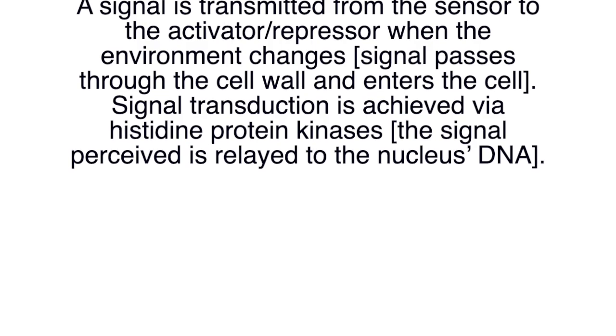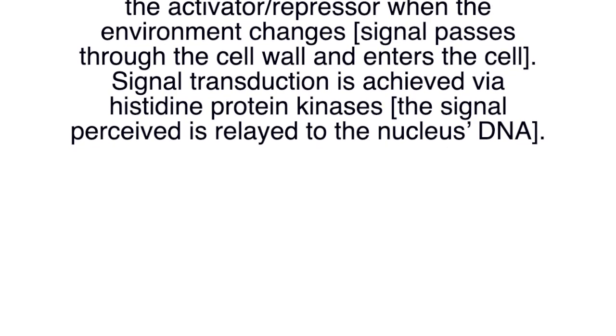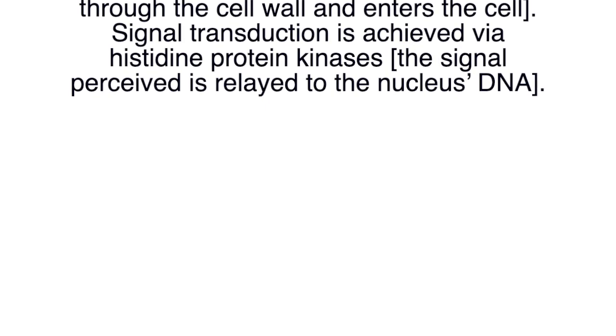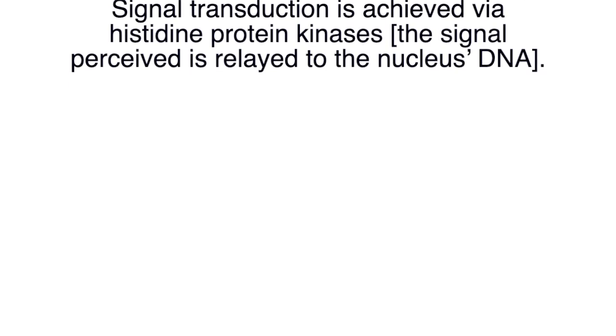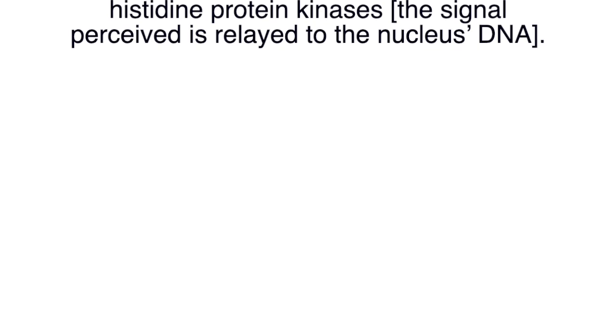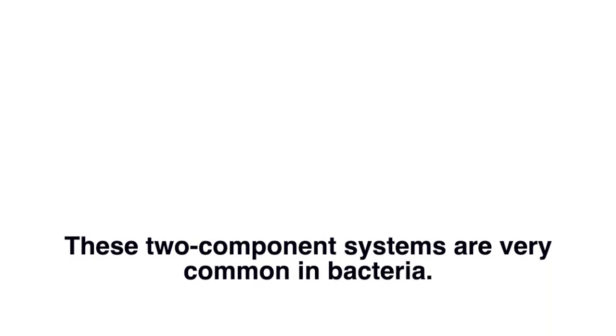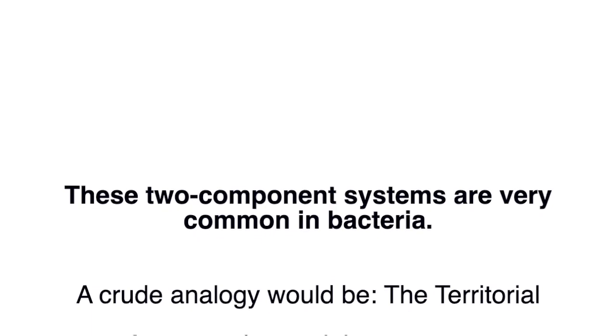That is, the signal passes through the cell wall and enters the cell. Signal transduction is achieved via histidine protein kinases. The signal perceived is relayed to the DNA. These two component systems are very common in bacteria.